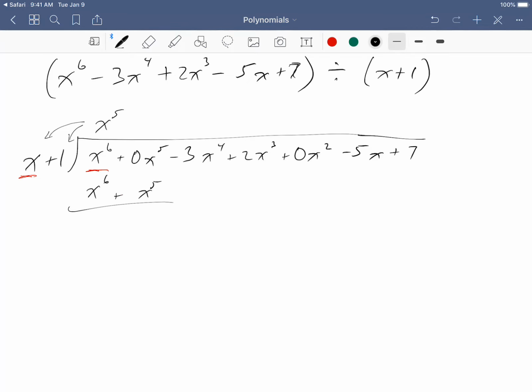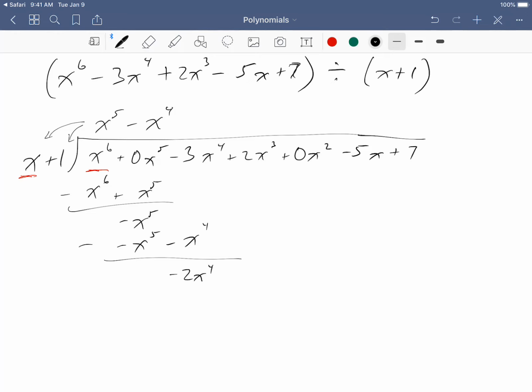And here's where it's important. We left space, right? So now I'm subtracting. I get no x to the 6th, and I get a minus x to the 5th. All right, and then I repeat. x goes into minus x to the 5th, minus x to the 4th times. So now I bring that minus x to the 4th times x, and times 1, and I get this, and now again I subtract down, so my x to the fifths go away. Now I'm doing minus 3x to the fourth plus x to the fourth, so I get a minus 2x to the fourth.